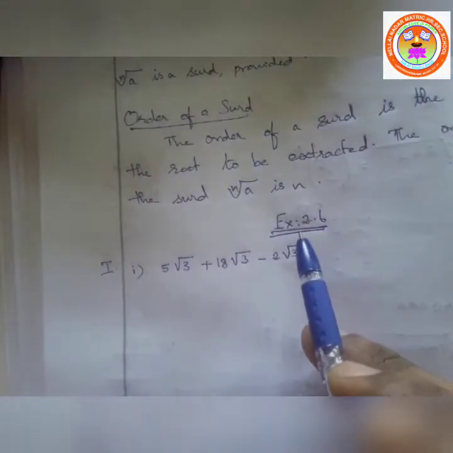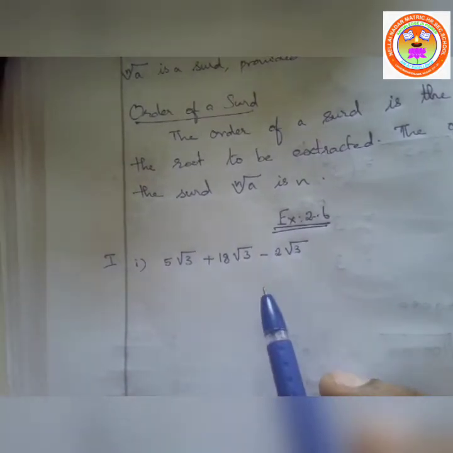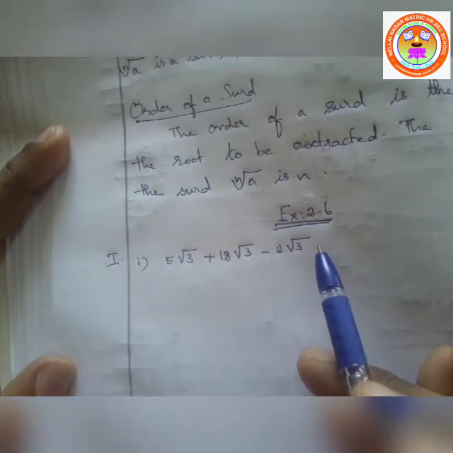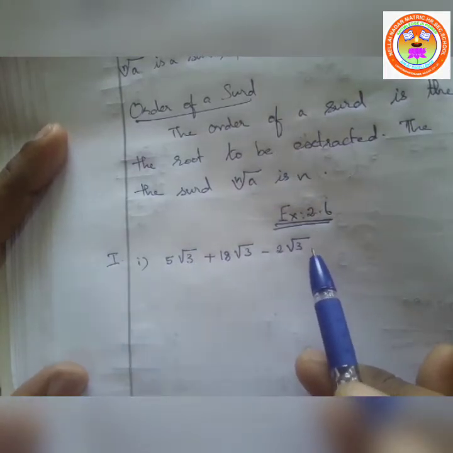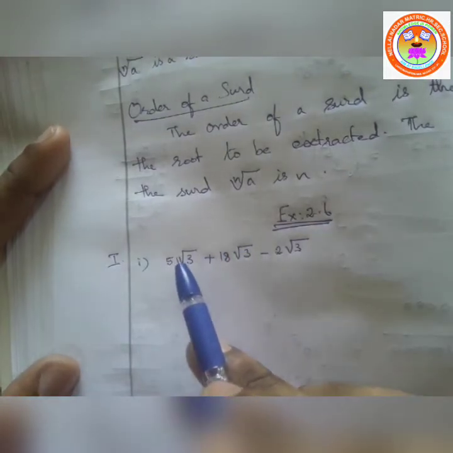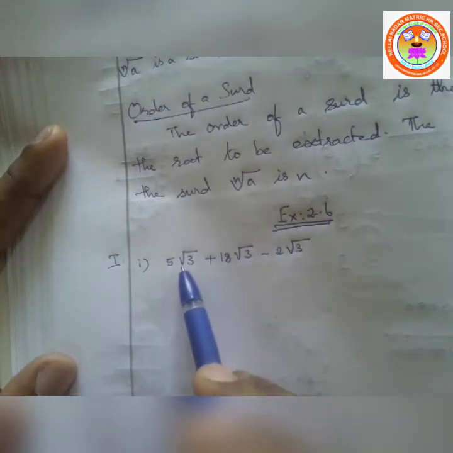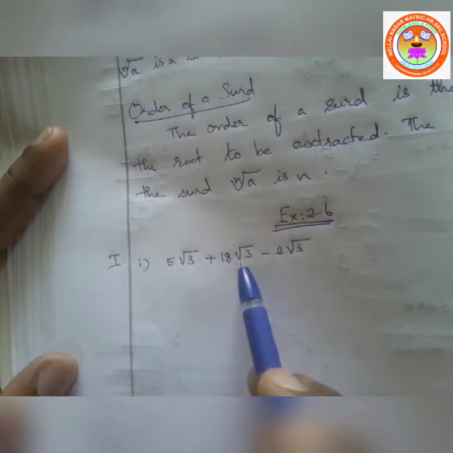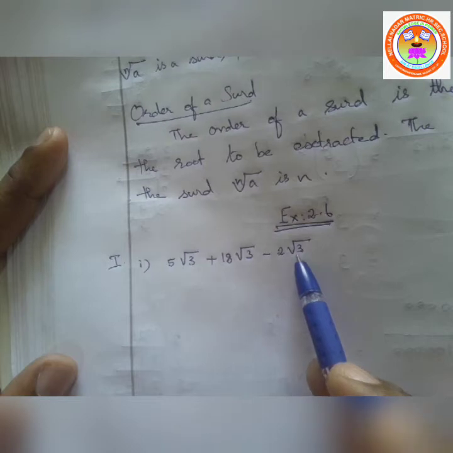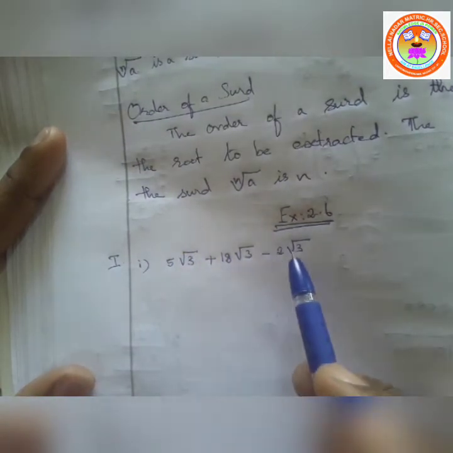This is the first sum in exercise 2.6, first subdivision, where we have to add and subtract. Before adding and subtracting, we have to know one thing: like surds and unlike surds. Here all three surds are like surds. How do you say they are like surds? Because here you have square root of 3, in this term also square root of 3, and here also square root of 3. So these are like surds.